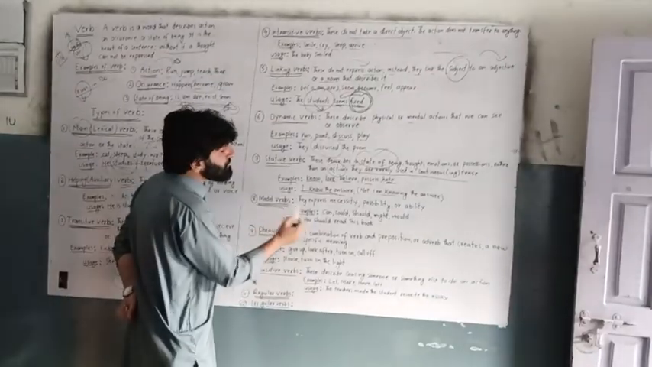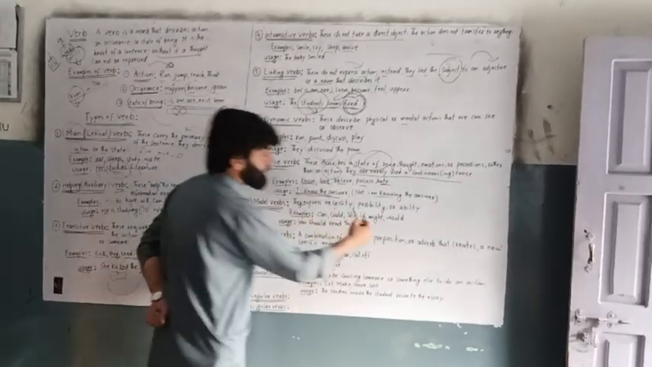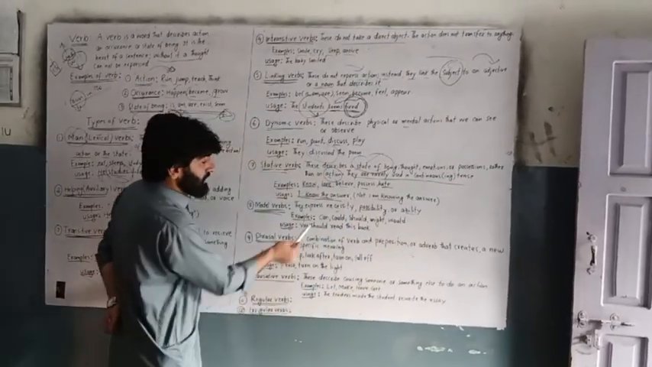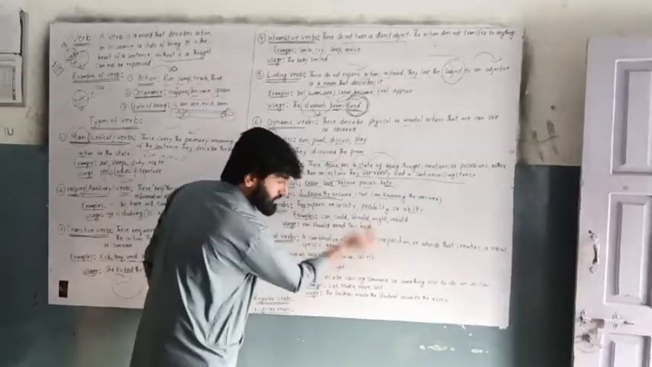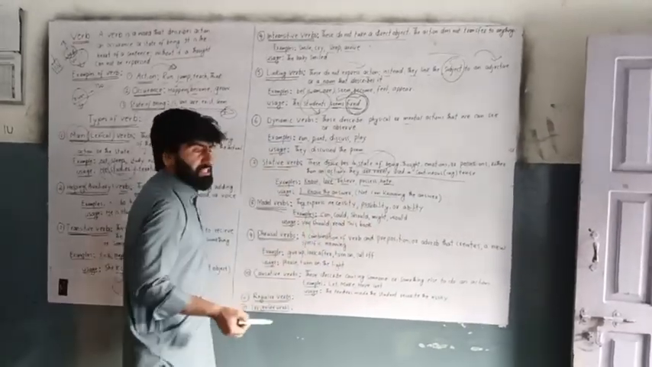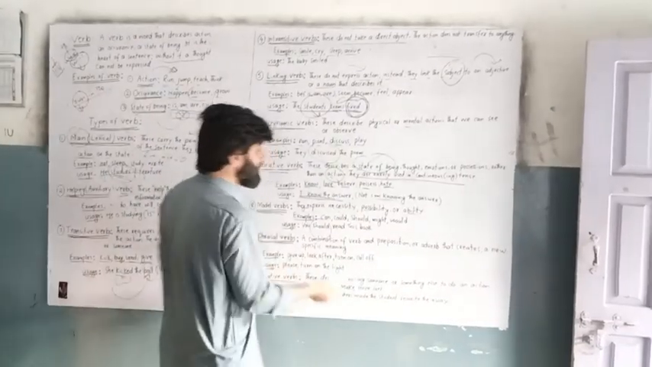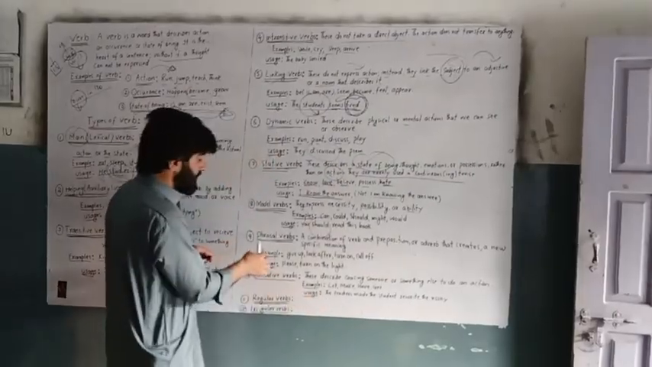And there is the modal verb, to express necessity, possibility or ability. Can, could, should, might, would. You should read this book. There is obligation, there is necessity, there is possibility, and there is ability. Phrasal verb.